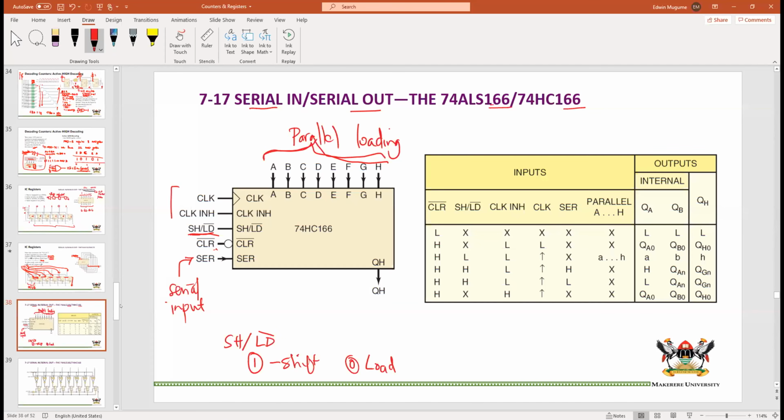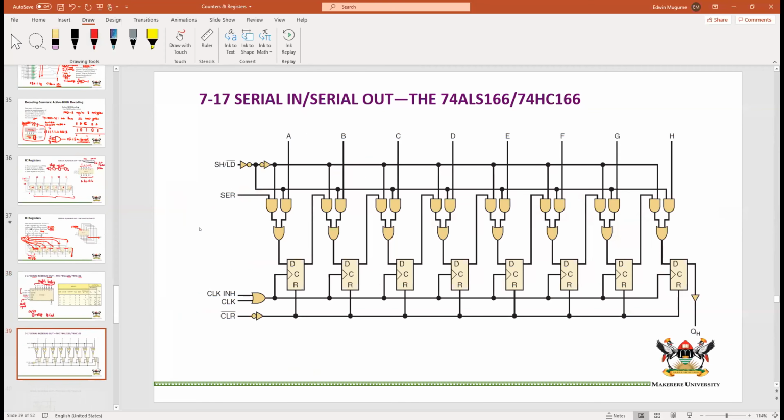Now we have these two that we have not seen before. One is the clock that we know. The other one is the clock inhibit that we have not seen before. The clock inhibition allows us to prevent the clock signal from reaching the flip-flop.